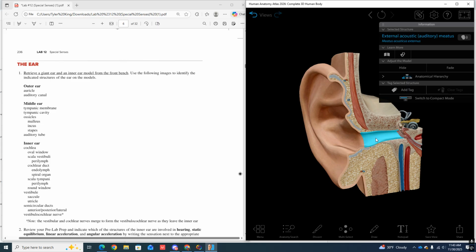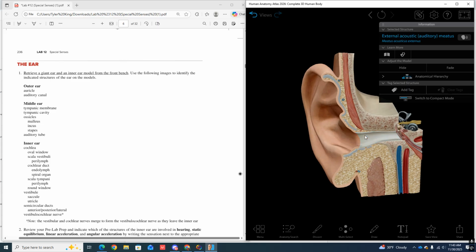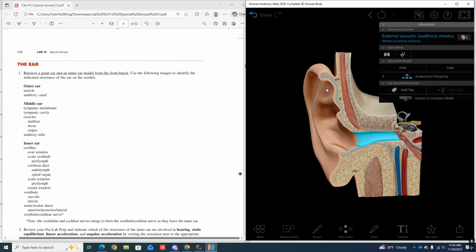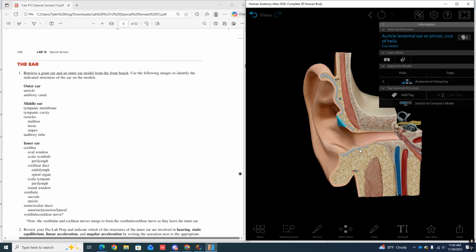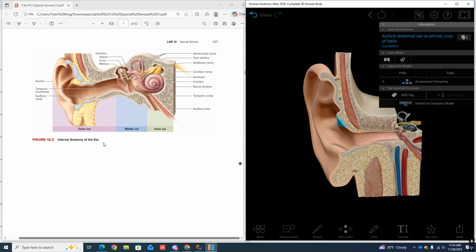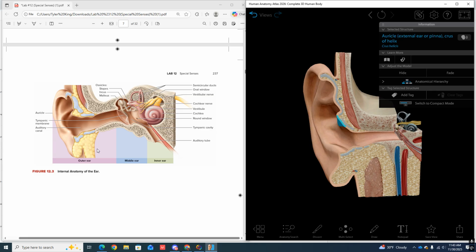They call it here the auditory meatus, or the auditory canal. When I was in school, I called it the external acoustic or auditory meatus. Here, they just want you to call it the auditory canal. So it's your ear hole, and it goes all the way to the inner part of your ear. So let's scroll down here so we can decipher this. Outer ear is everything you can see, including the auditory canal.